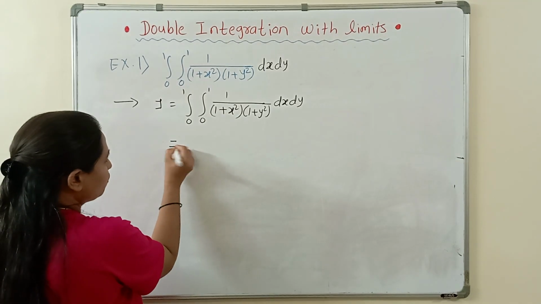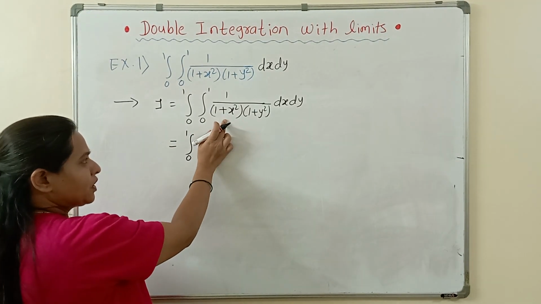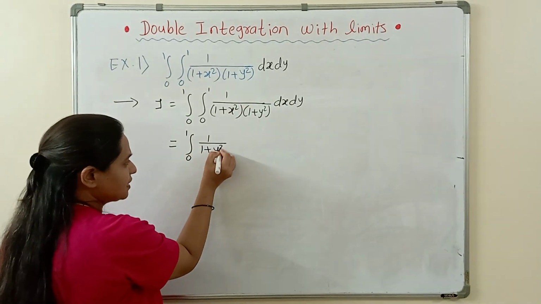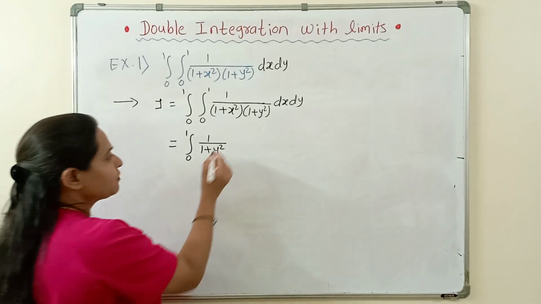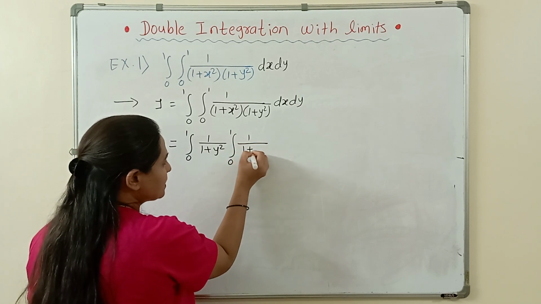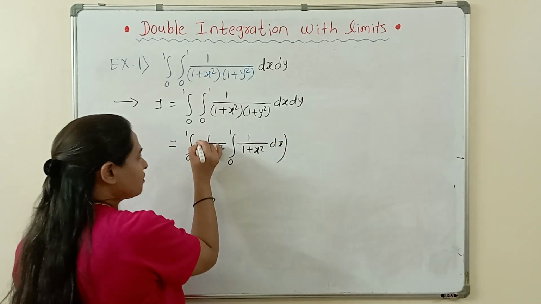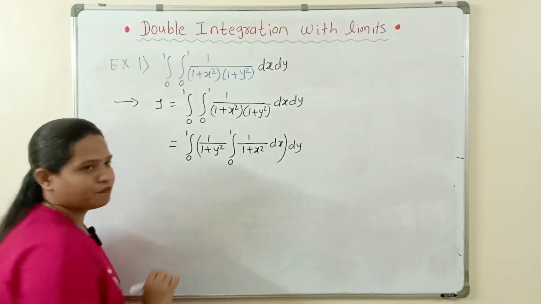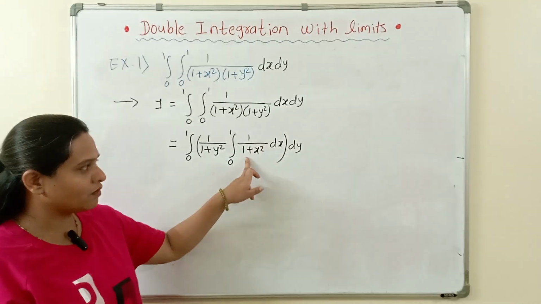Now this is equal to the integration from 0 to 1, and since with respect to x the terms of y will be constant, I will write 1 upon 1 plus y square as it is. Then the integration from 0 to 1 of 1 upon 1 plus x square, and this term we have to integrate with respect to x. Whatever we get after putting the limits, we have to integrate with respect to y. So now we have to integrate the term 1 upon 1 plus x square with respect to x.